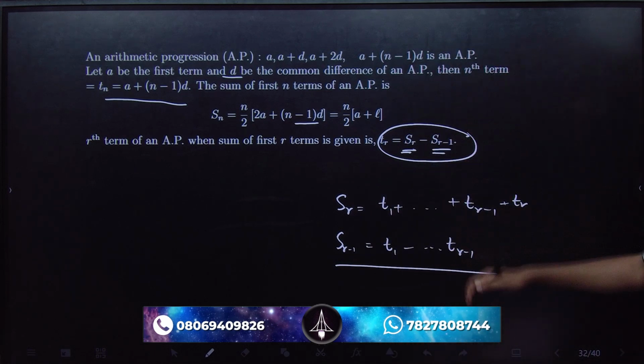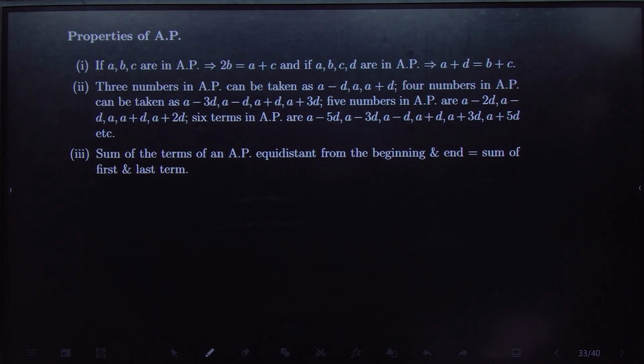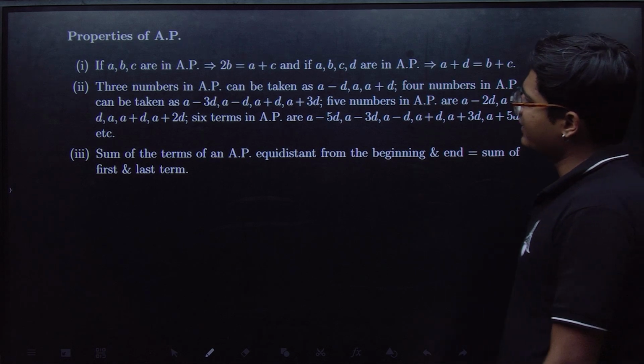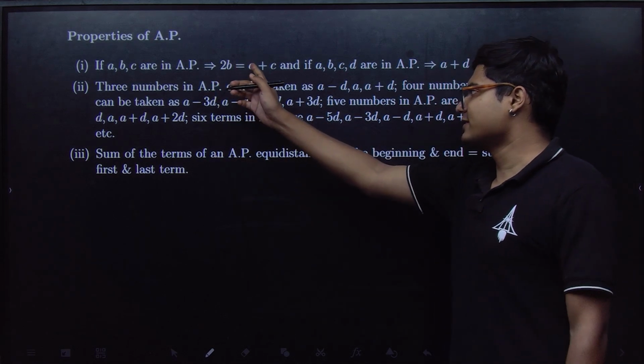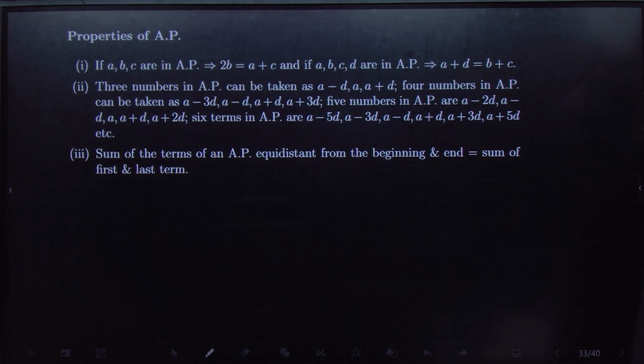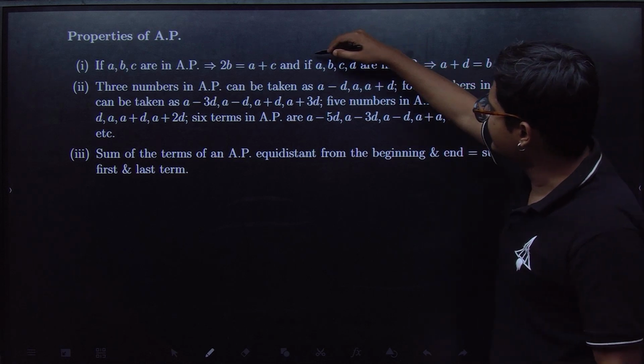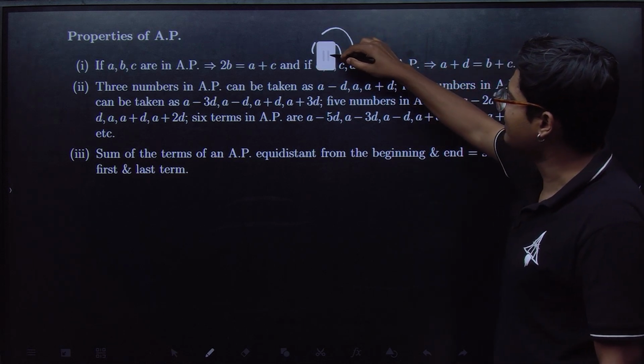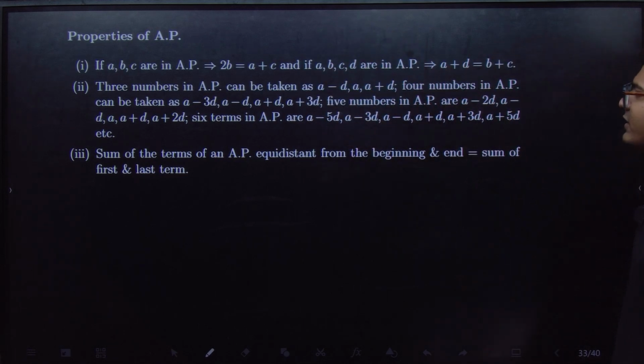So you can also use this for a few questions. Some properties of an AP. If A, B, C are in an AP, then twice the second term is always equal to A plus C. And if A, B, C, D are in an AP, then the sum of the first and the last term is equal to the sum of the middle terms. So A plus D is equal to B plus C.